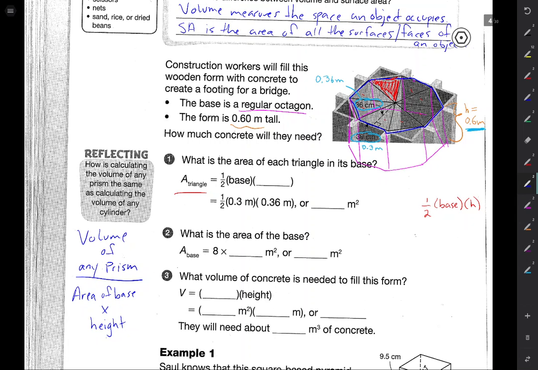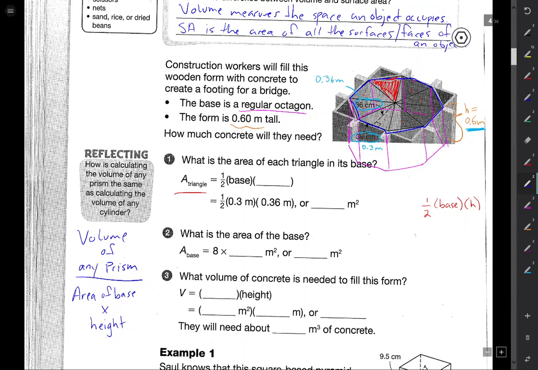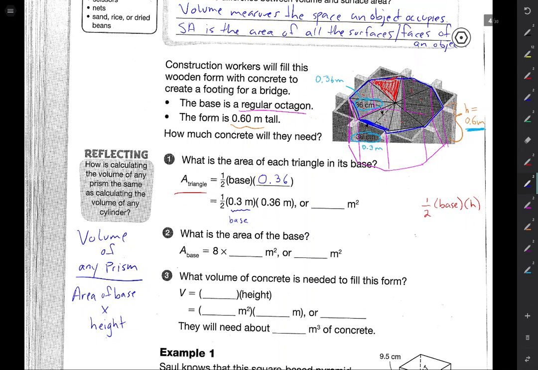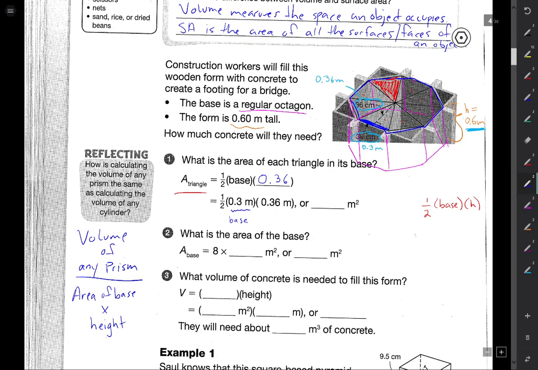So finding the area of the triangle, we have 1/2 times the base times the height. The height of the triangle is going to be 0.36 meters, and down here they put in that base, which is 0.3 meters, going along the bottom of the triangle here. So 1/2 times 0.3 times 0.36 is equal to 0.054 meters squared. That is the area of one triangle.